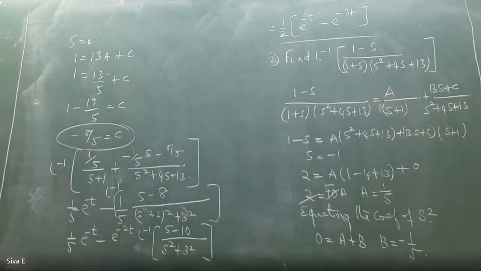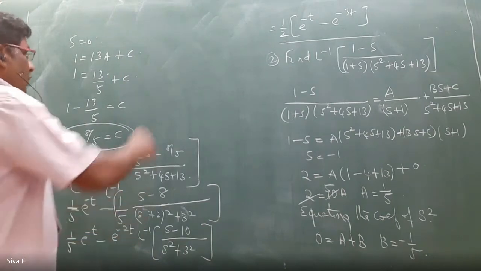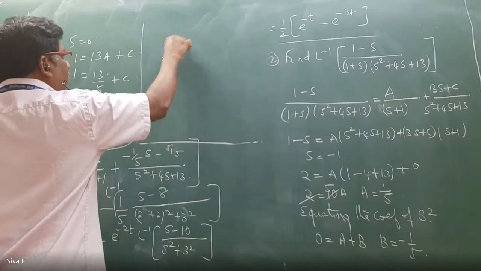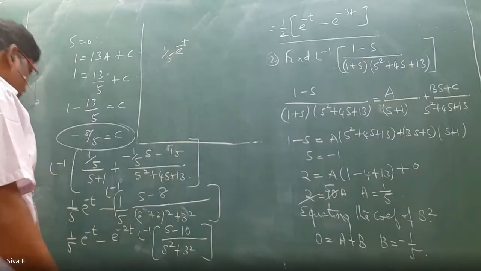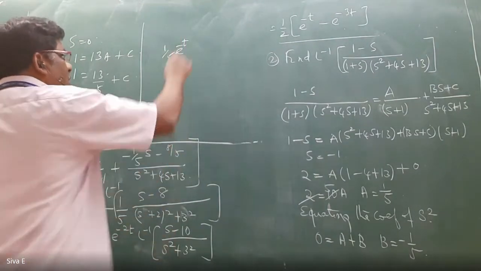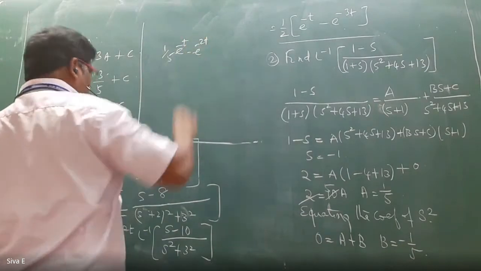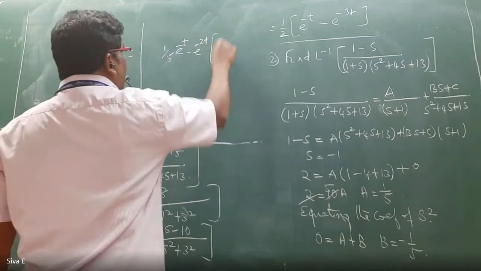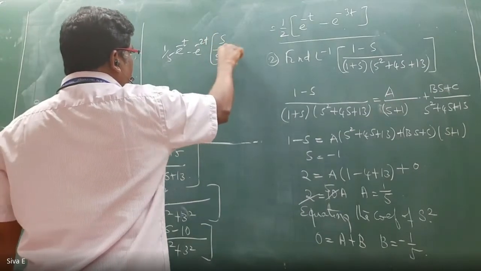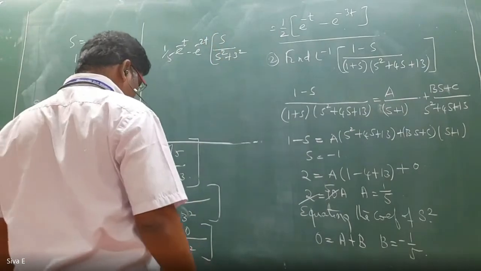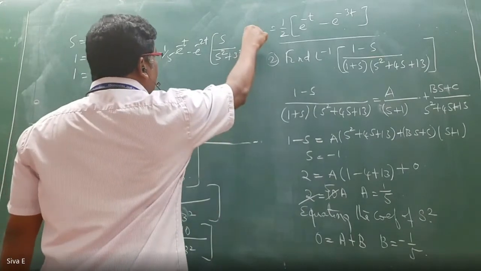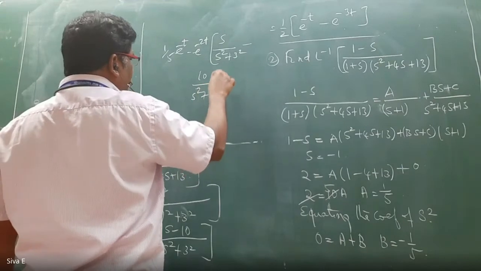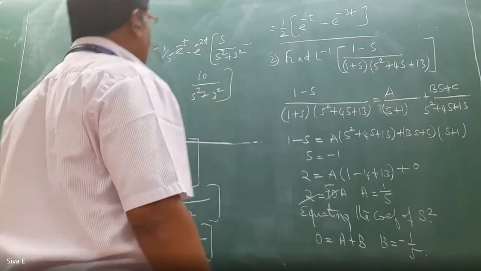So 1 by 5 e power minus t minus e power minus 2t times s by s square plus 3 square, remaining is minus 10 by s square plus 3 square.